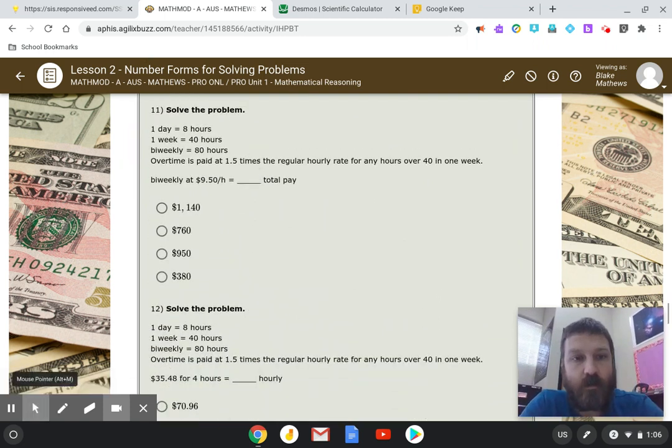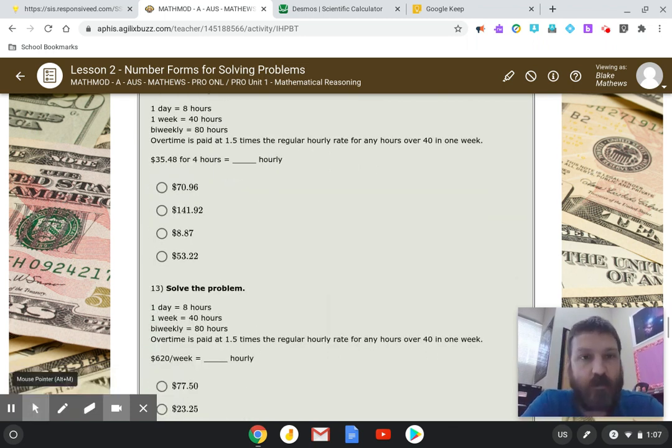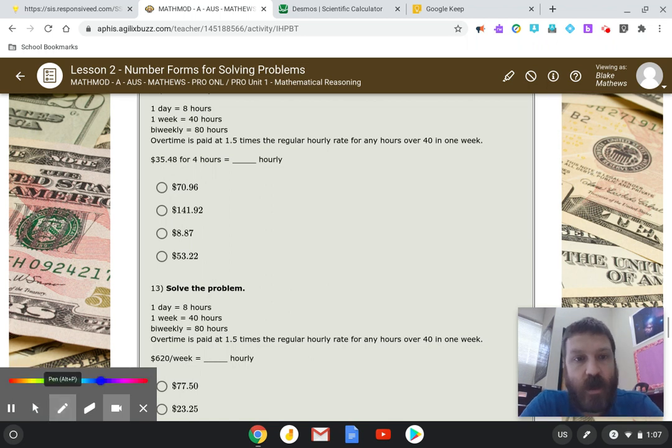Next one, biweekly. Biweekly means every 2 weeks. So how much do I get paid every 2 weeks? Well, every 2 weeks I get 80 hours. 80 hours times that gives me the total pay. Same deal. How much do you get hourly? Well, here I'm making this amount every 4 hours. So divide that by 4 to find the hourly pay. You're dividing in that one.